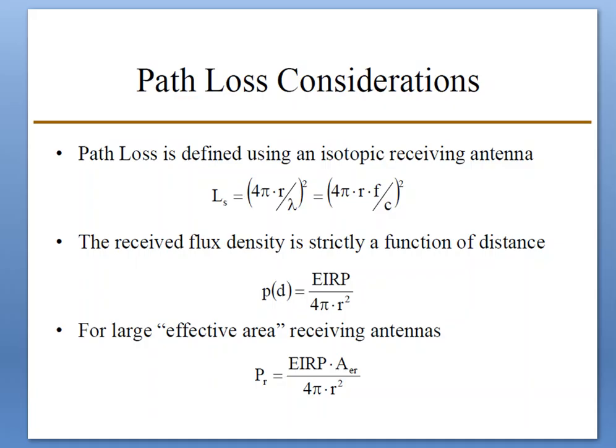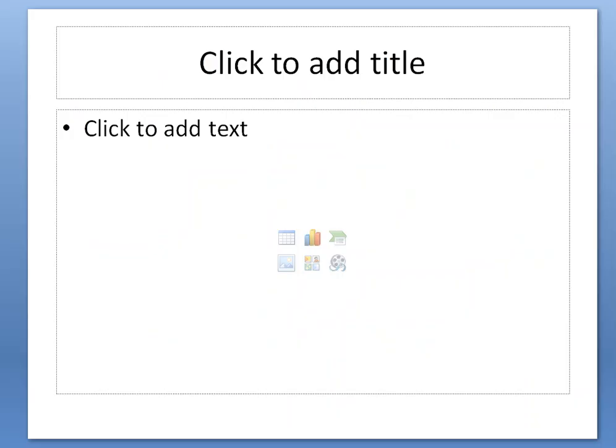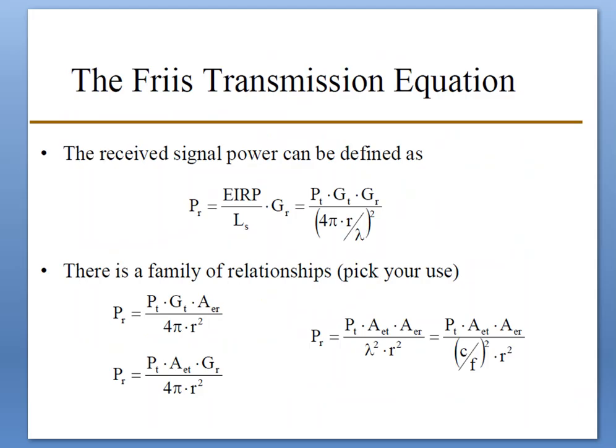And the received power of the receiving antenna is expressed as EIRP times effective area divided by 4πr². Based on all these equations, we can conclude that the received power with respect to gain is equal to PT × GT × GR × (λ/4πr)². In the above equation, AER and AET are the effective areas of the receiver and the transmitter.